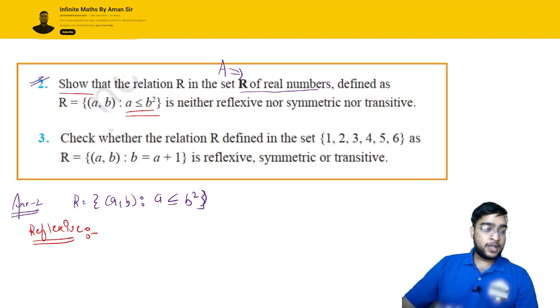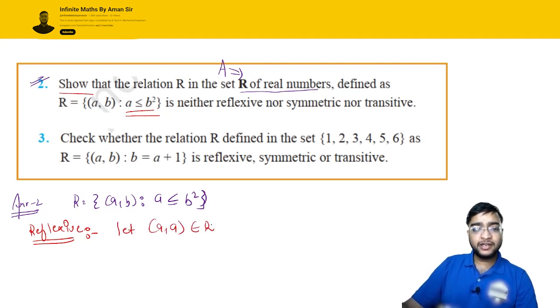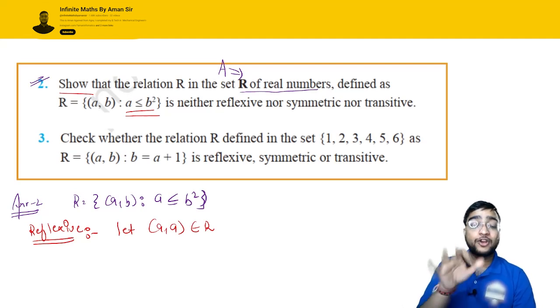Okay sir. Let's say for the reflexive one, I'm just trying to find those conditions. For those conditions, you can say let (a, a) be in my relation, and just try to find one false condition here. So for all integers, for all real numbers.